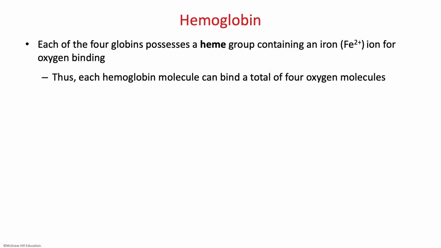So each of the 4 globin chains possess the heme group, and thus each hemoglobin molecule can bind a total of 4 oxygen molecules. So again, each red blood cell has about 280 million hemoglobin. So if we multiply that by 4, you're talking about a trillion oxygen molecules per red blood cell, which is an incredible amount.